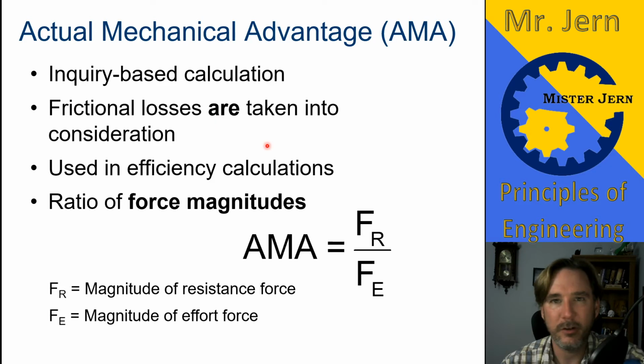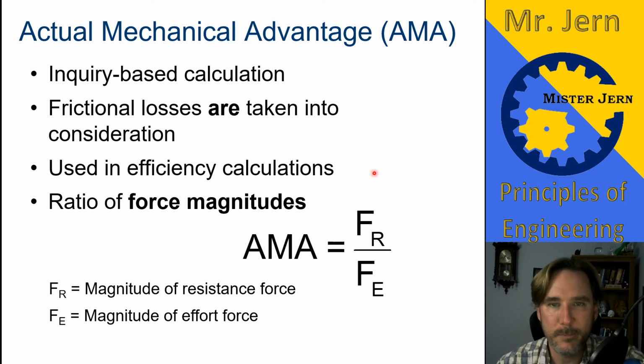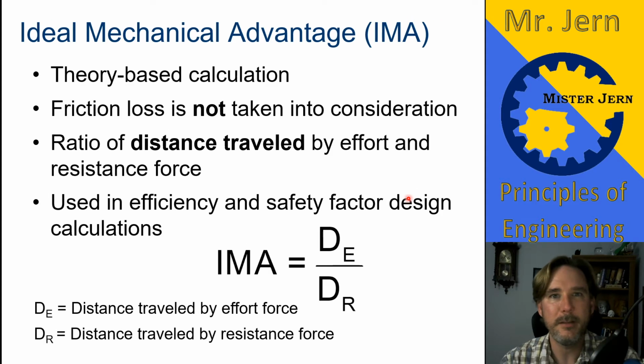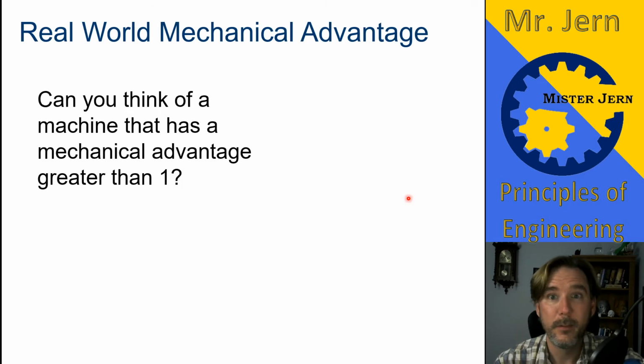That means that you actually are going to take measurements of force and everything. All right, so frictional losses are just going to be built in. Okay, and now because actual mechanical advantage is just the ratio of the force magnitudes, what is the actual amount of force of the resistance divided by the actual magnitude of the force of the effort? Okay. So there's two different types of mechanical advantage, or rather it's the same mechanical advantage. It's just one is more theory based and one is more reality based. Okay, and both are important.